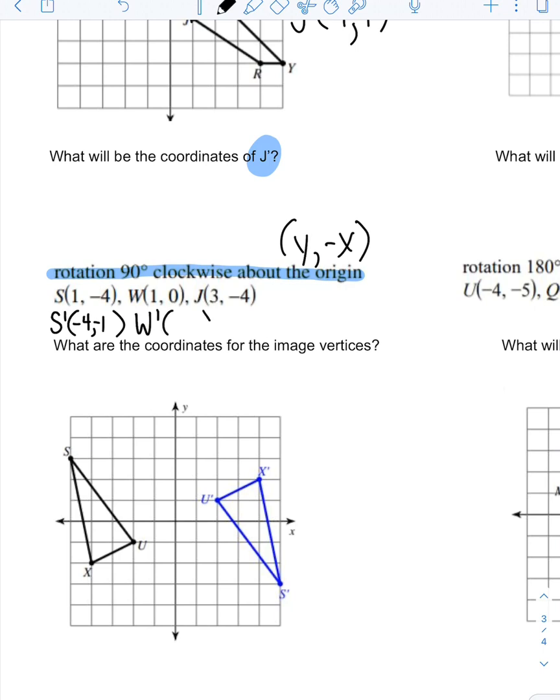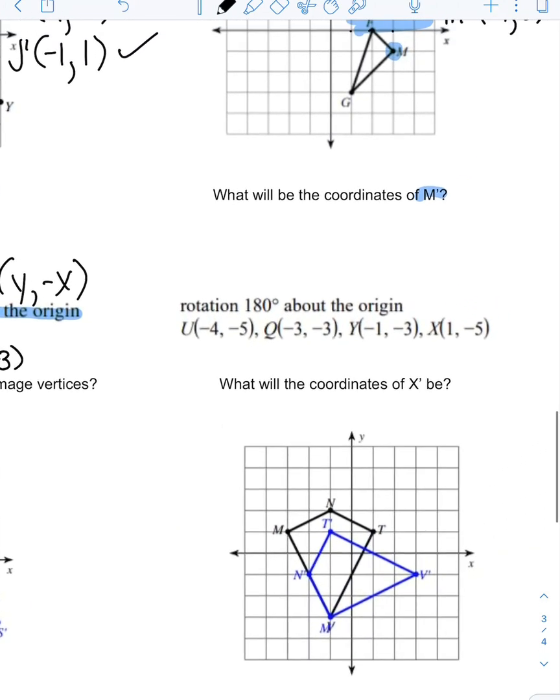Let's do it again. W prime. So the rule says swap the X and the Y and change the sign of the second number. So +1 becomes -1. One more time. J prime. So I'm going to flip my X and my Y and the rule says change the sign of the second number. So positive 3 becomes negative 3.